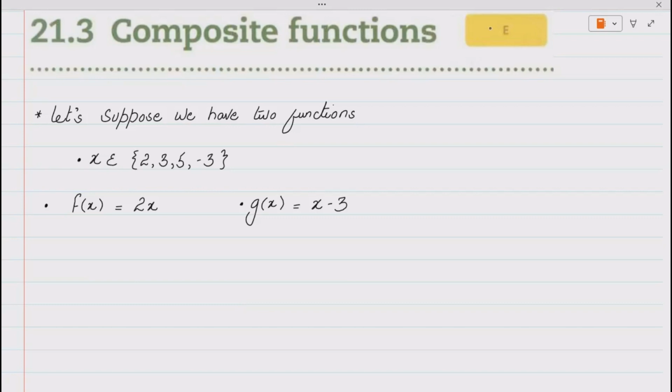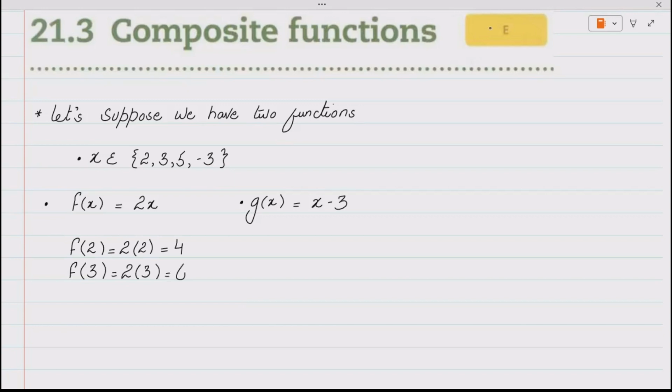First, let's put these inputs in the function f of x. First put 2 in place of x. So f of 2 is 2 into 2, which is 4. Then in place of x, we write 3. So 2 into 3 is 6. Then f of 5, 2 into 5 is 10. And the last one is f of minus 3, so 2 into minus 3 is minus 6.